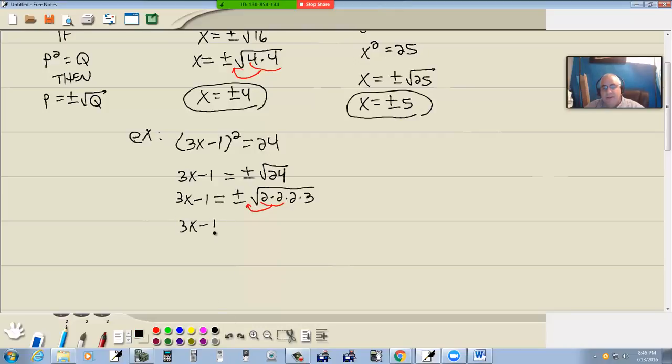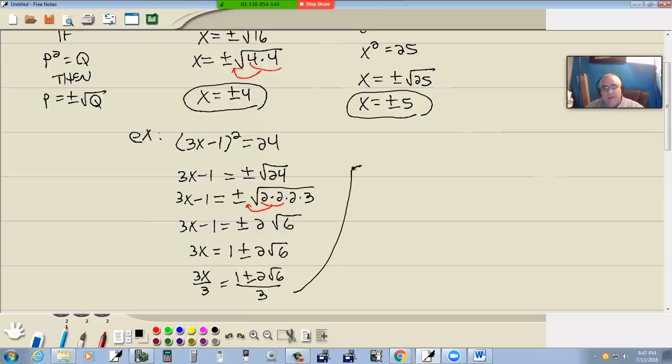So we've got 3x minus 1 is equal to plus or minus 2. Then we're left with a 2 times 3 inside, which is 6. Take the negative 1 over, it becomes a positive 1. We've got 1 plus or minus 2 square root of 6. And then divide both sides by 3. And we end up with x is equal to 1 plus or minus 2 square root of 6 over 3. And that would be our answer.